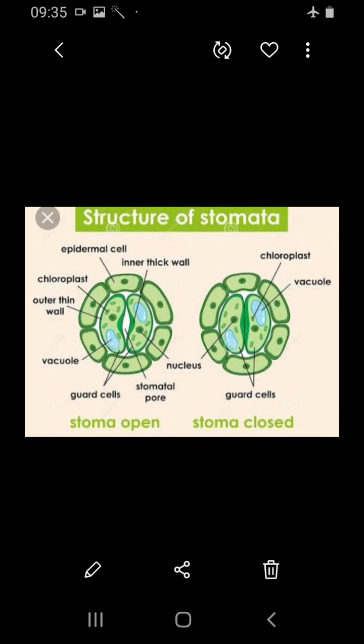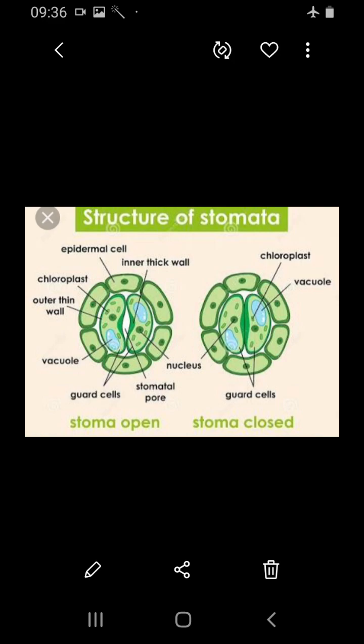Now we can divide transpiration according to the types taking place. It is divided into three types: stomatal transpiration, lenticular transpiration and cuticular transpiration. Stomatal transpiration means the loss of water only through the stomata. Cuticular means the upper layer. We have seen the epidermal layer, the outer cell. If transpiration takes place from there, that is called cuticular transpiration.